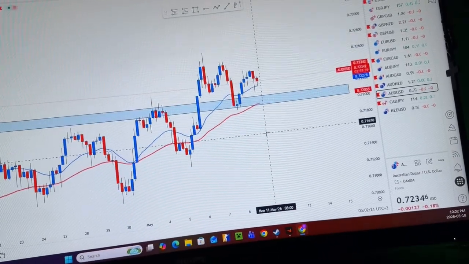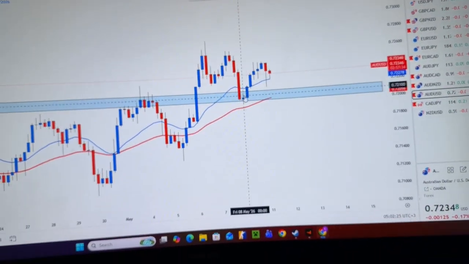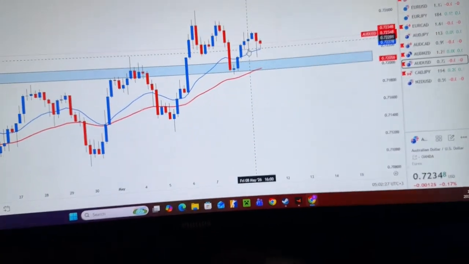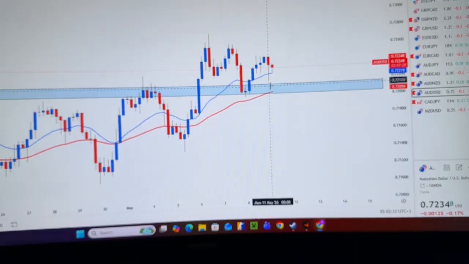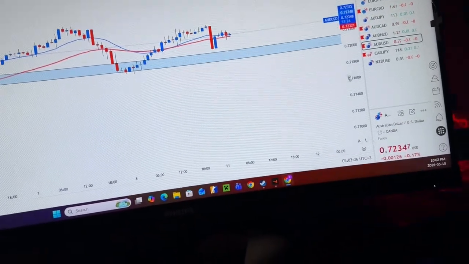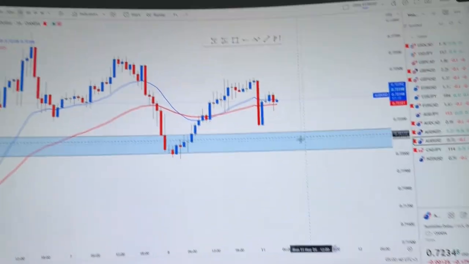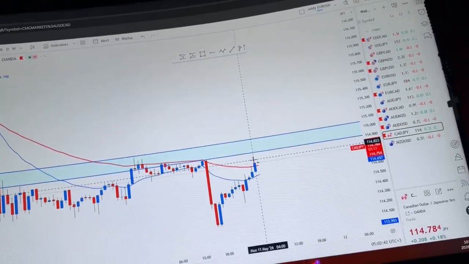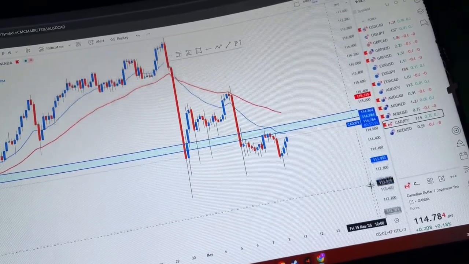And we have AUD USD. I was looking to buy here. You guys can see already, the move happened while I was analyzing. But I just want to see, maybe it could retest to buy again, or maybe it could switch and then go down. I'm not really sure.